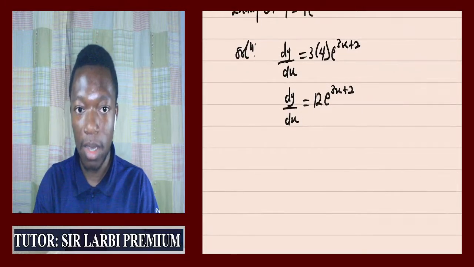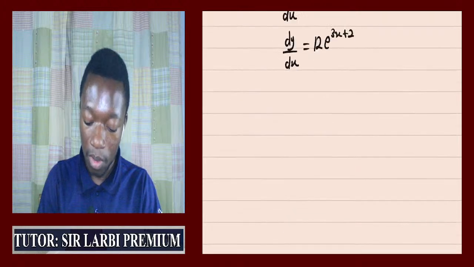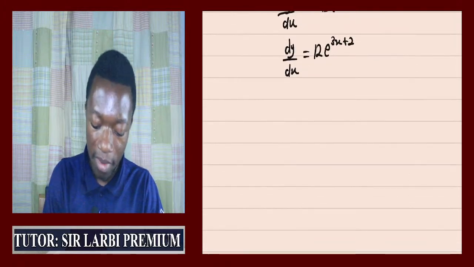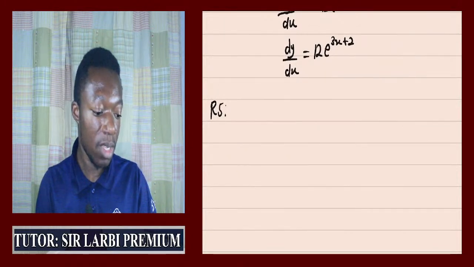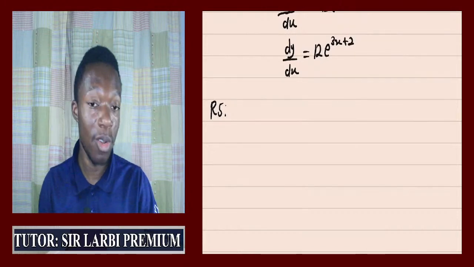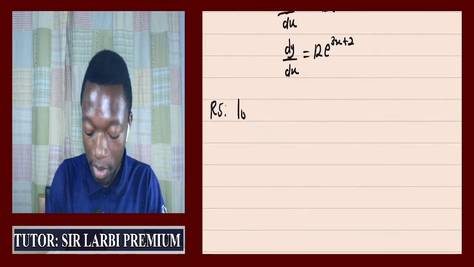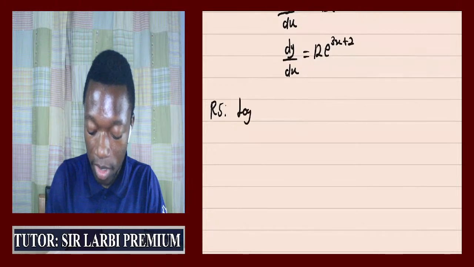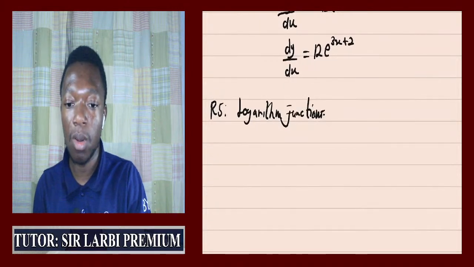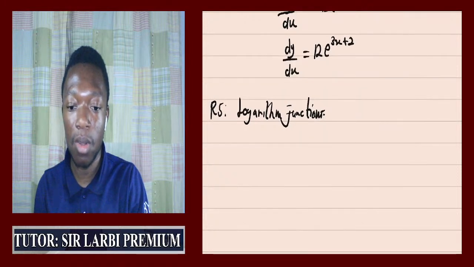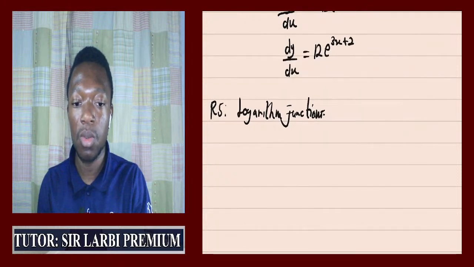So that is the exponential function. Now let's move on to rule number 5. Let's talk about rule number 5, which is the differentiation of a logarithm function. How do we differentiate any log function? That is what we need to understand generally.